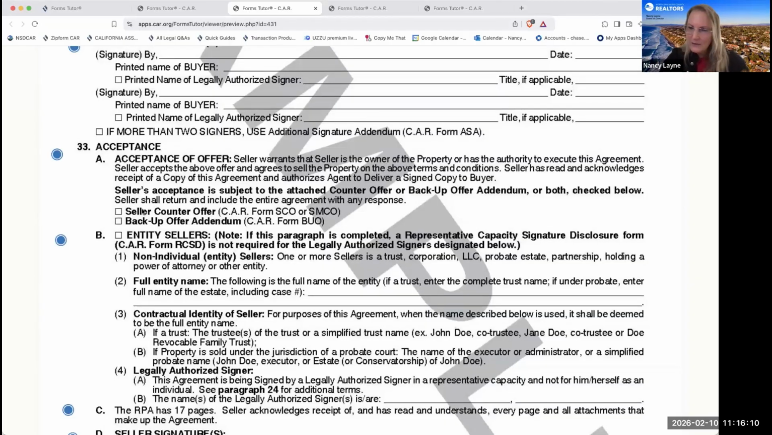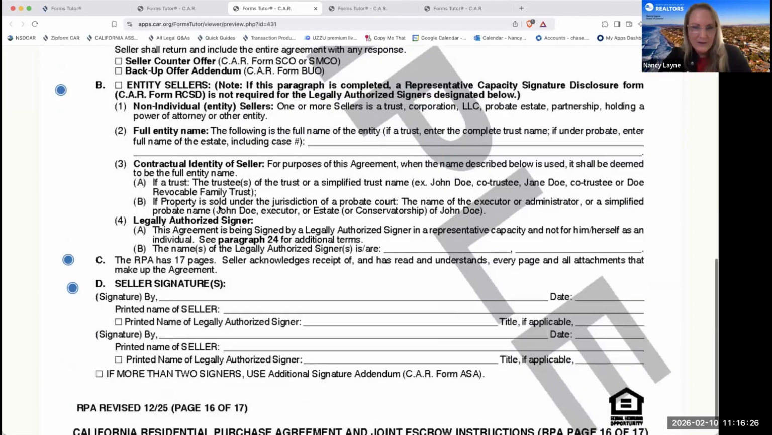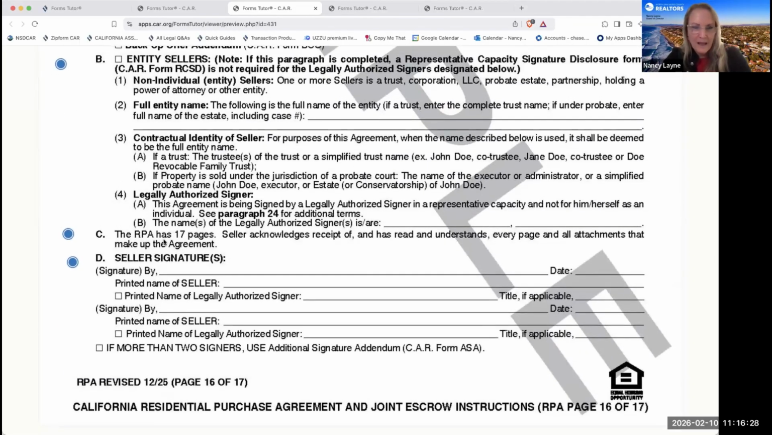If the seller, hopefully we get back to these days, has multiple offers, you can have a counter offer that you add, you give them as your response. You can accept it, or you can put them in a backup offer position. Entity sellers, here's where they sign. Again, this RPA is 17 pages. Then you have seller signatures.